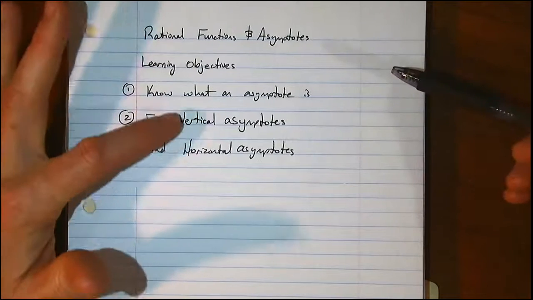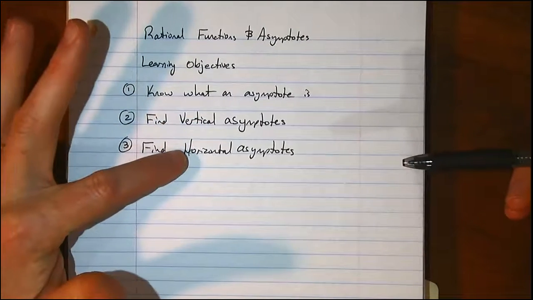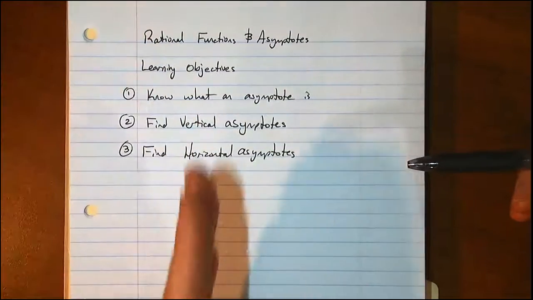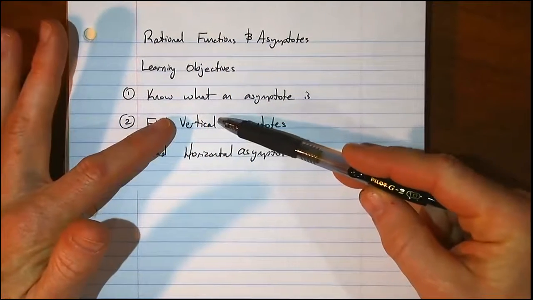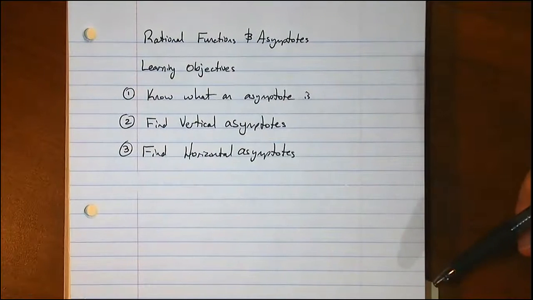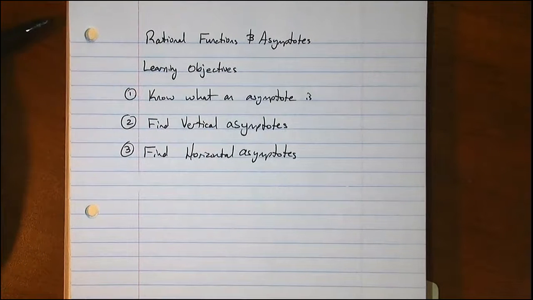And of course, we know what horizontal and vertical are because we've talked about X and Y axes, right? Horizontal is going across the page, horizontally across. Vertical is going up and down on the page, vertically up and down. And so some asymptotes go up and down, they're vertical. Some asymptotes go horizontal, they go across. All right, so those are our learning objectives. Let's get started with an asymptote and talking about just what exactly it is.